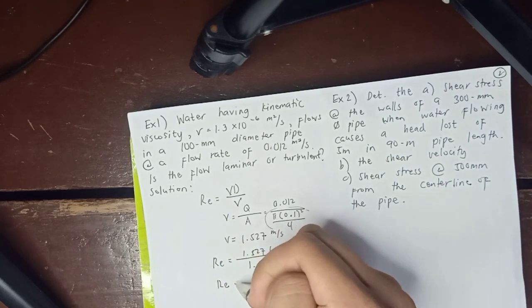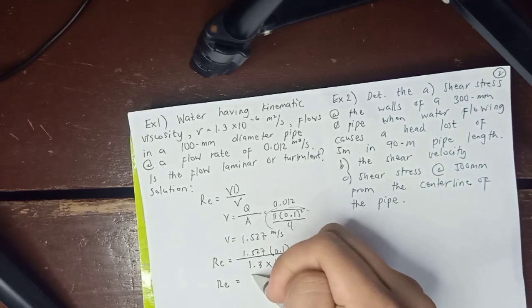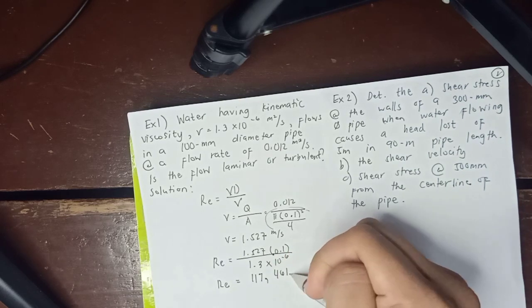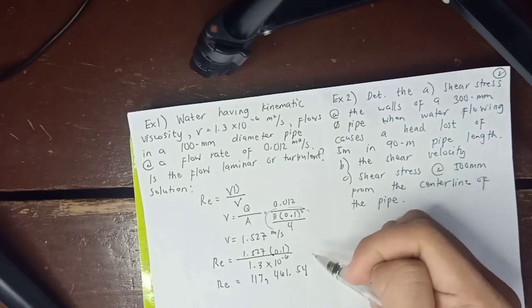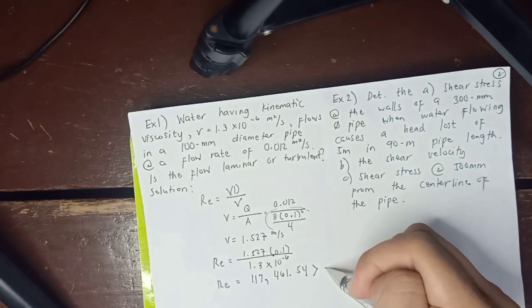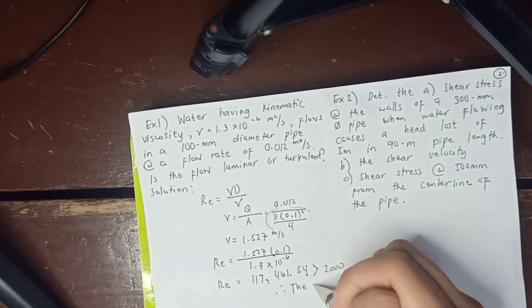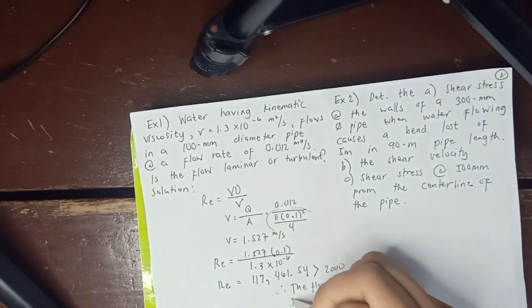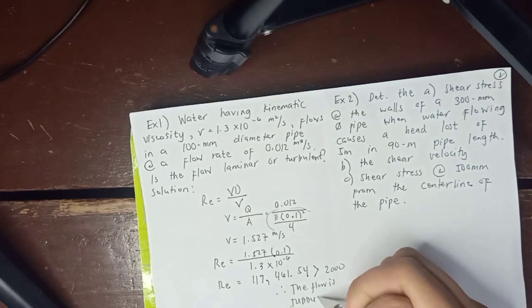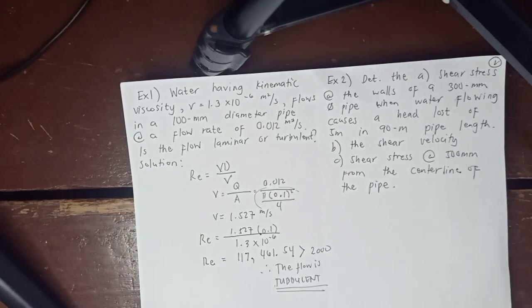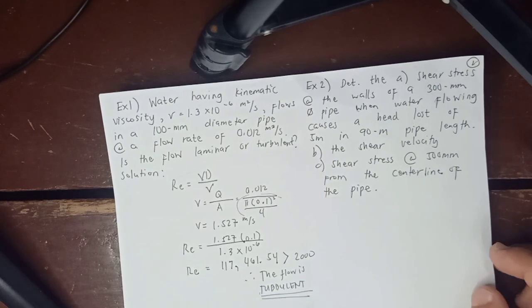So our Reynolds number is 117,461.54. It is very far from 2000. So it is greater than, therefore the flow is turbulent. So let's proceed to example number 2.